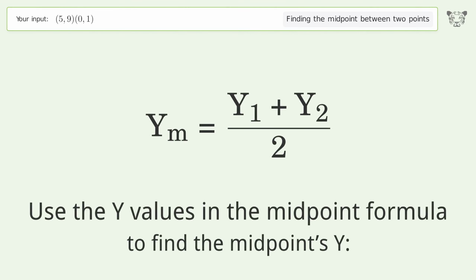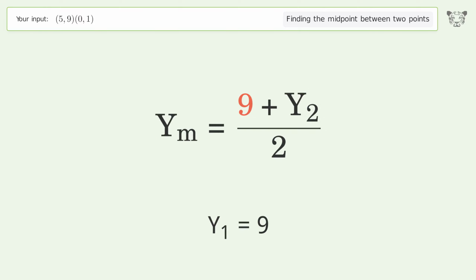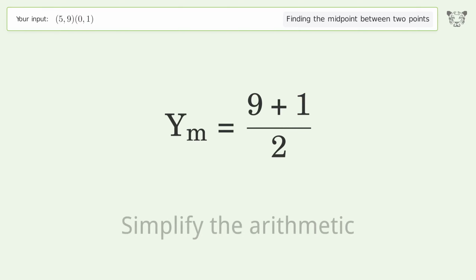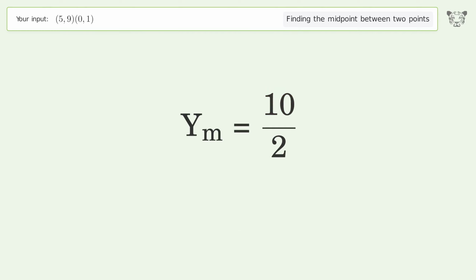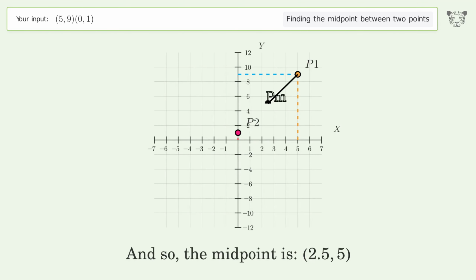Use the y values in the midpoint formula to find the midpoint's y. y1 equals 9. y2 equals 1. Simplify the arithmetic. And so, the midpoint is (2.5, 5).